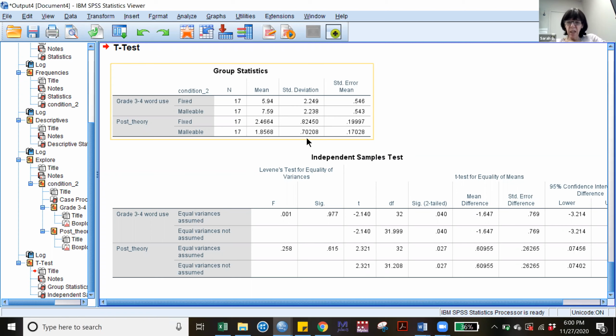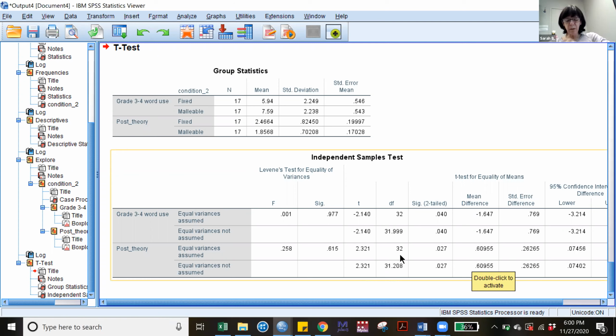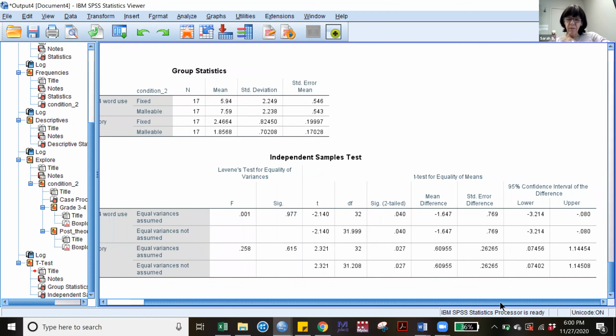You can hand calculate that, and you can hand calculate the mean difference, the standard error of the difference, the t statistic. Use the formula. The degrees of freedom is n1 minus 1 plus n2 minus 1, which gives you 32. And this is the 95% confidence interval.